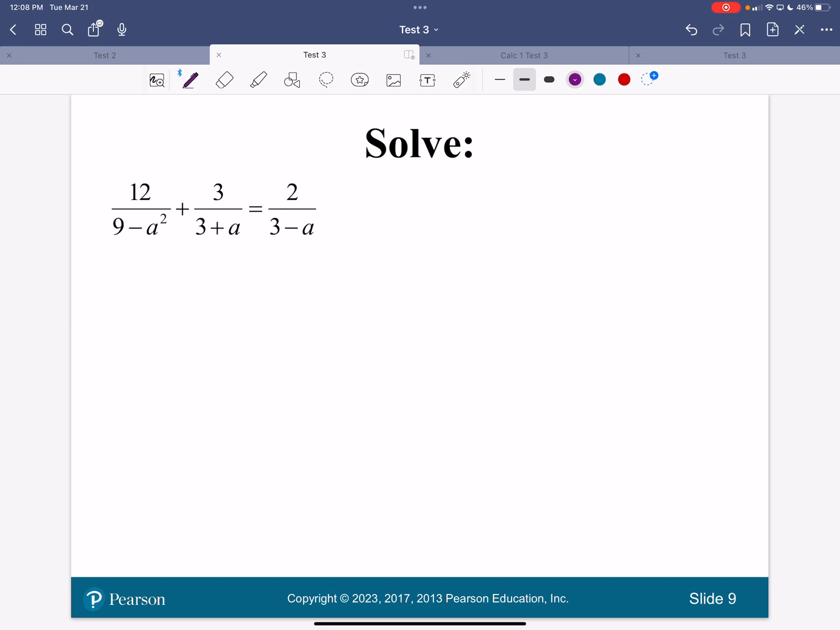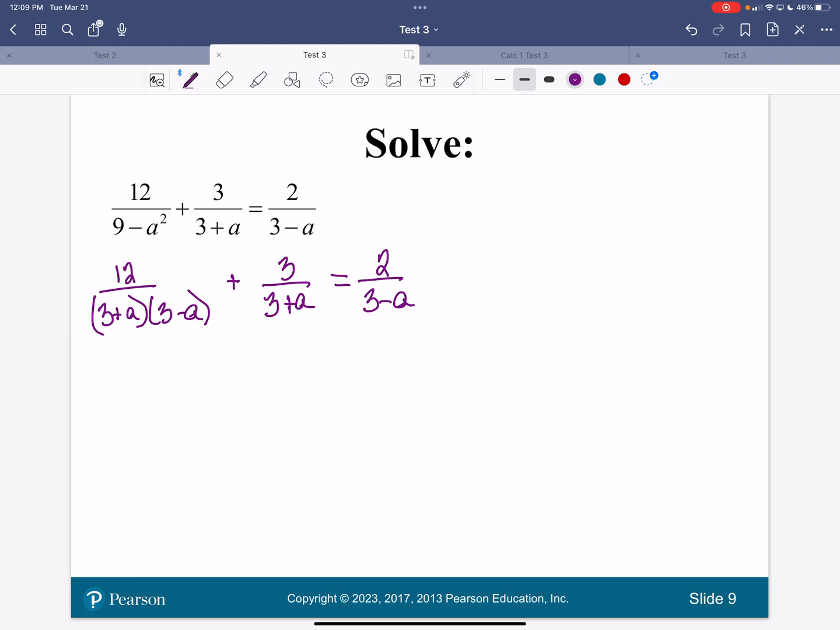Okay, so I asked you to do two things. I asked you to factor the denominators. So let's do that. I've got 12 over 3 plus a and 3 minus a. That looks a little different, but it's still the difference of perfect squares. Then I've got 3 over 3 plus a, and then I have 2 over 3 minus a. Okay, so I only had to factor that first one.